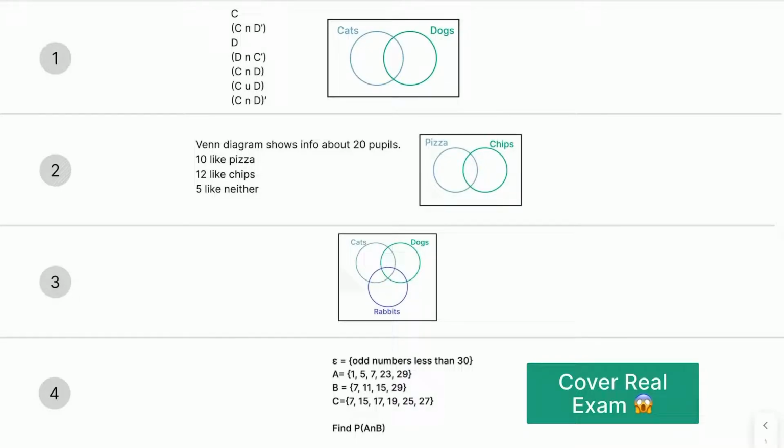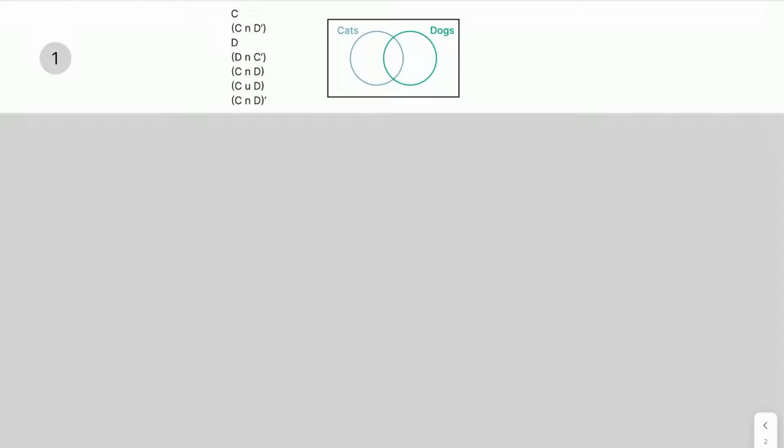So we are going to look at two-way and three-way Venn diagrams. We're going to cover different types of questions that could appear on the exam. We're going to start off by looking at questions like this. Well, what does this mean? And how do we shade the Venn diagram using that?